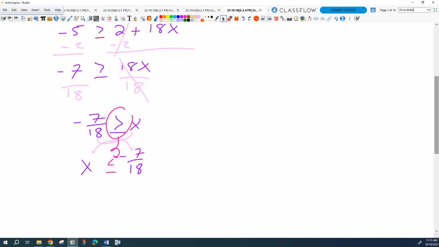We don't want to have the variables on the right side. It's very difficult to think about how to graph it then. It's just not intuitive. If the variable is on the left side, it's simple, right? We want all the values of x that are less than or equal to. So that's telling us right away to the left of our value of negative 7/18, right?